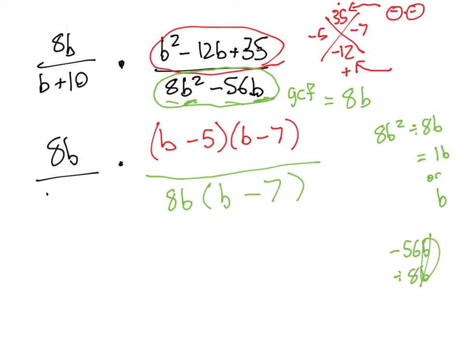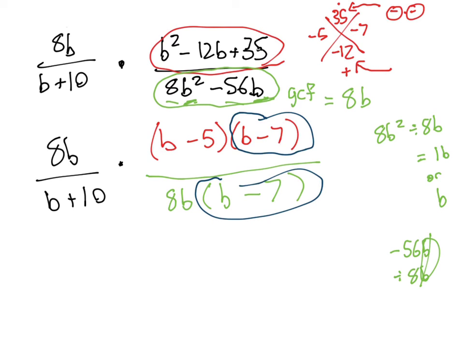And now that we have factored everything, that's going to make this multiplication easier, because we know that we're allowed to divide common factors from the top and bottom of a fraction. If I have b minus 7 on the top and bottom of this fraction, I can divide those out, and we'll just be left with 1 from each of those factors.